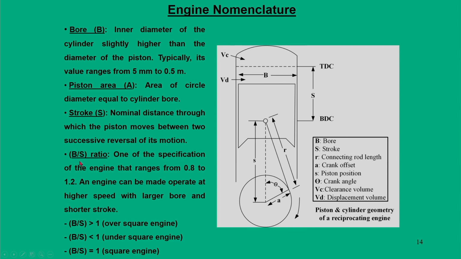Now we also have another term called the B by S ratio, that is the bore to stroke ratio. It is one of the specifications of engines, and for any normal engine its value is in the range of 0.8 to 1.2. In this terminology we can have a larger bore and shorter stroke, or a shorter bore and larger stroke. Based on that, the B by S ratio tells you whether an engine is over square, that is B by S greater than 1, under square, B by S less than 1, or square, when it is equal to 1.